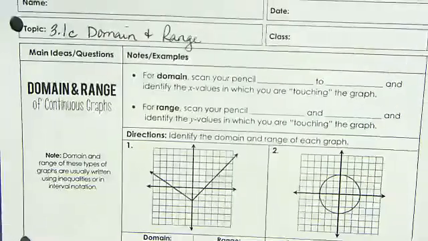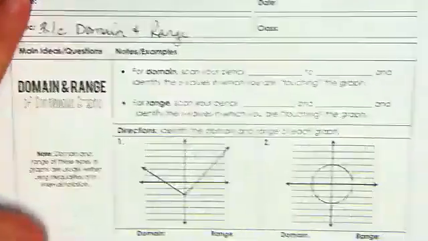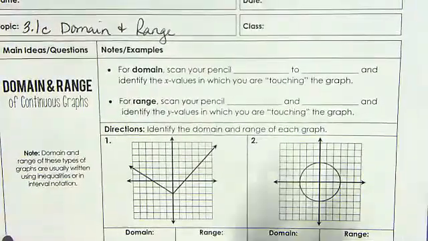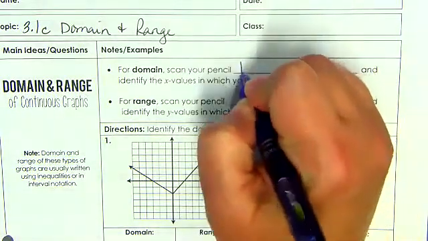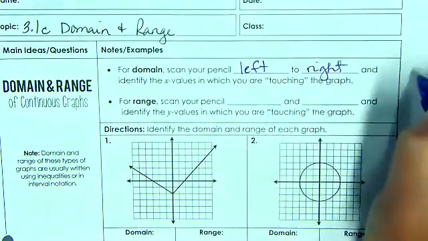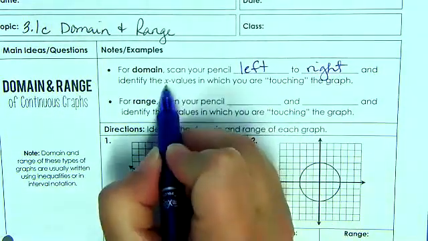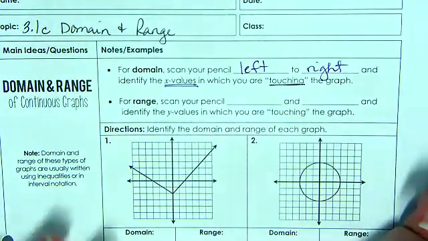Okay, and now this is 3.1c, and this is where we're going to get into more detail and be more descriptive about the domain and range. Okay, so here we go. For the domain, the best thing is to scan your pencil left to right and identify the X values in which you are touching the graph.